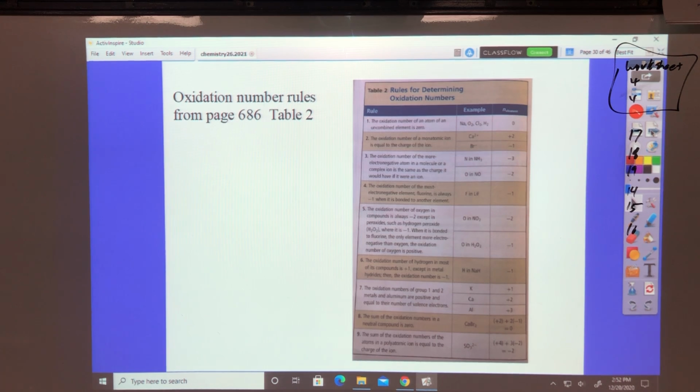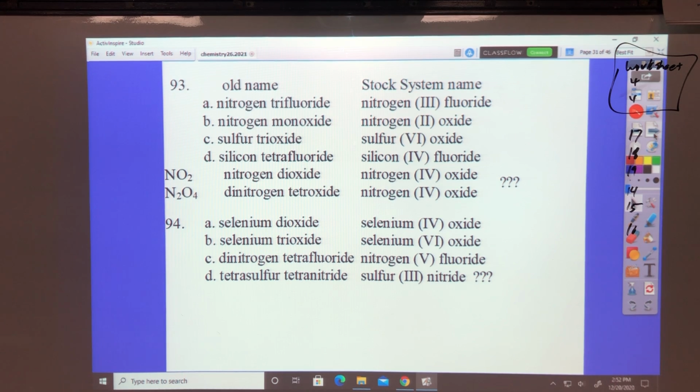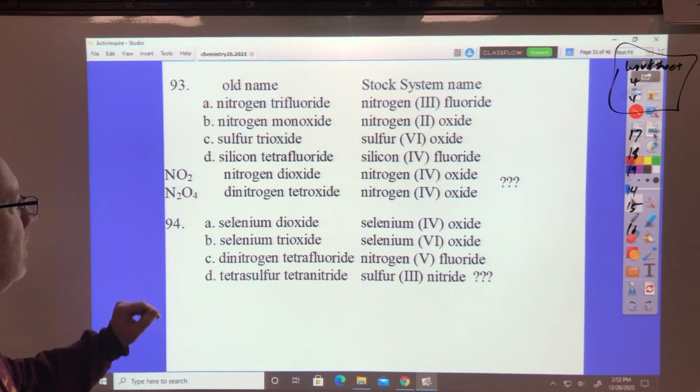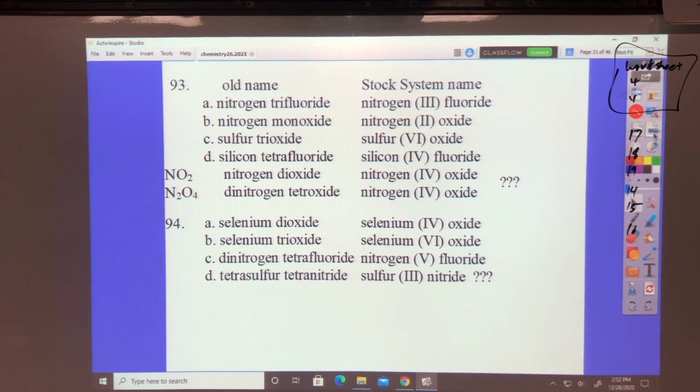Okay, next question. Okay, name each molecule. Okay, apparently this is 93 over again. I'm going to cut the video there and go to another one.